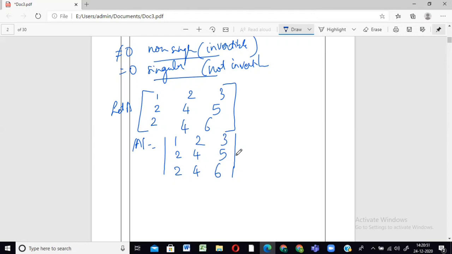Order 3 का है. तो यहाँ पे what we can notice is the first row के elements are 1, 2, and 3, correct? Second row is 2, 4, and 5. That's okay. But the third one is 2, 4, and 6. Can you make out some kind of relationship between these two rows, the row 1 and row 3? Row 3 is exactly double of row 1, right? So this is exactly double.